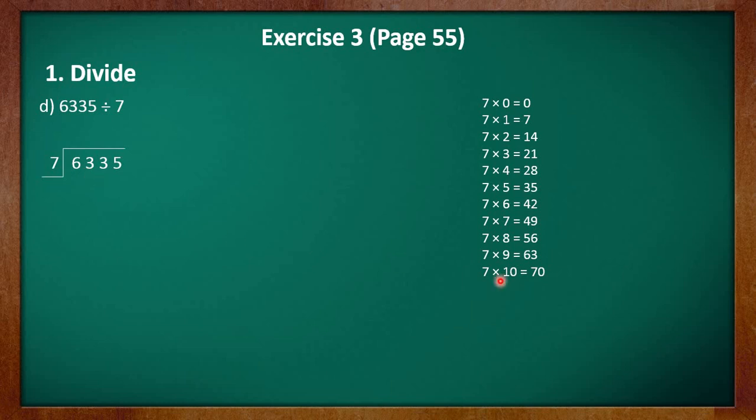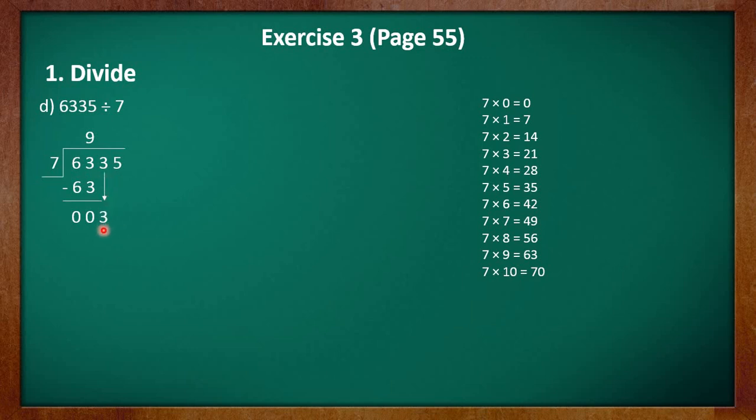And we know that number 63 comes in table of 7 at 9, right? So we'll write 9 in the quotient and we will subtract 63 from 63. So the difference comes out to be 0. Now let's move to the next digit in the dividend, which is 3. Let's bring down this 3.